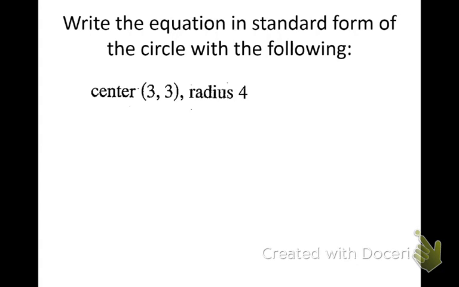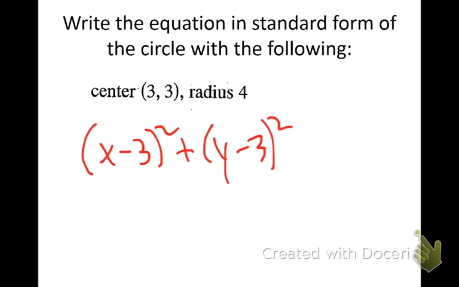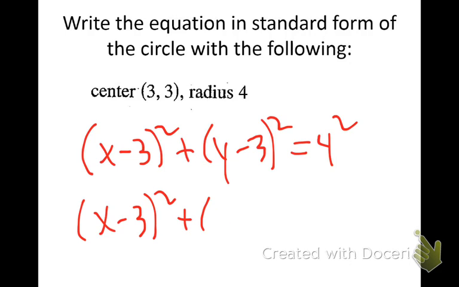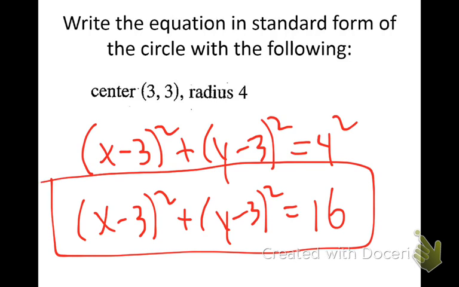Standard form of the circle with the center (3, 3), radius 4. Okay? You should be able to do this now. Somebody give me the equation of the circle. Carly, what do you think it is? (x - 3)^2 + (y - 3)^2 = 16. Yes. Right? She's got (x - 3)^2 + (y - 3)^2 = 4^2, and then we simplify that. That's (x - 3)^2 + (y - 3)^2 = 16. There's the equation of my circle.